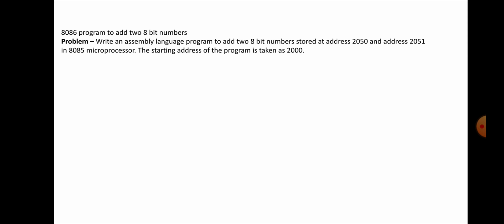In the 8086 microprocessor, we can say 8085 microprocessor, the starting address of the program is taken as 2000. So the starting address is 2000, and we are taking two numbers. One is stored at the address 2050 and another is stored at the address 2051.